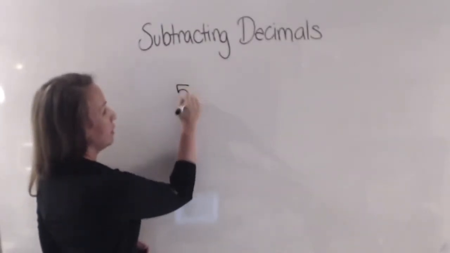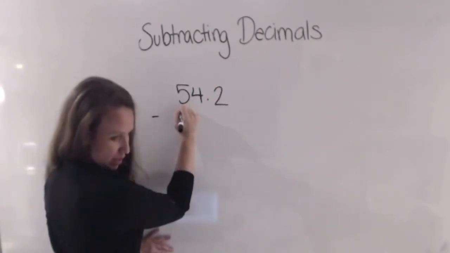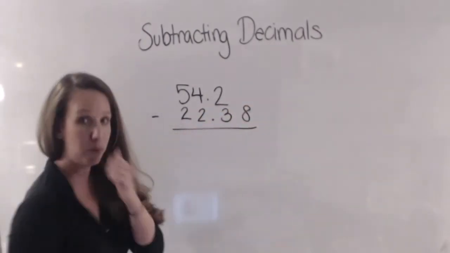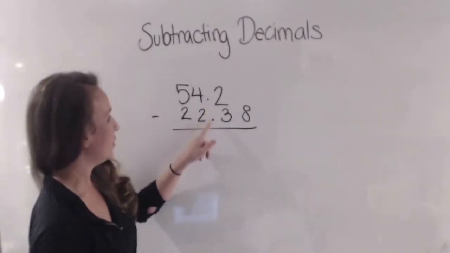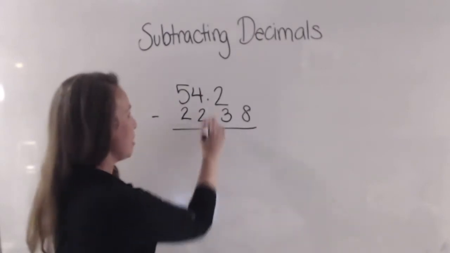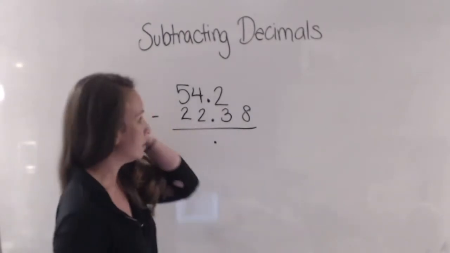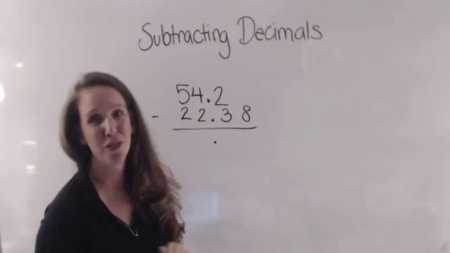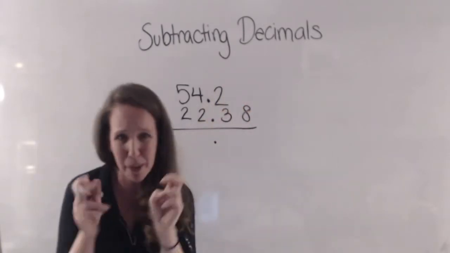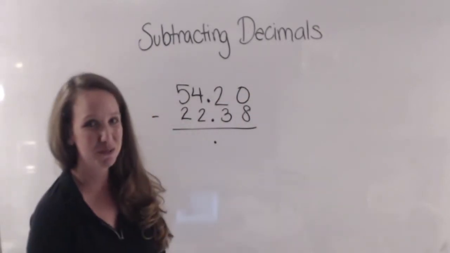Let's start with 54 and 2/10, and I'm going to subtract from there 22 and 38 hundredths. Now, if the same rules apply, we need to make sure our decimals are always lined up. If not, where would we put our decimal? Because remember, we just follow the decimal down. Well, that's very helpful. But I can't subtract 8 from nothing. So do you remember what you can do to have these be the same denominator or the same place value? We can put a 0 placeholder.